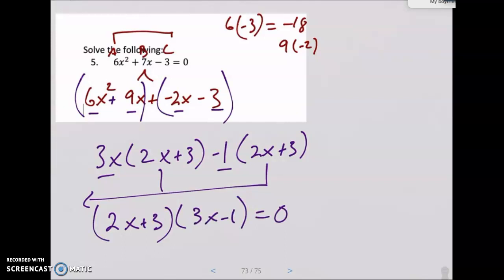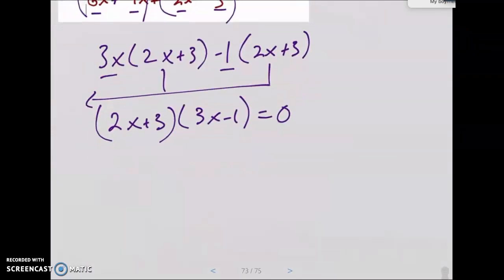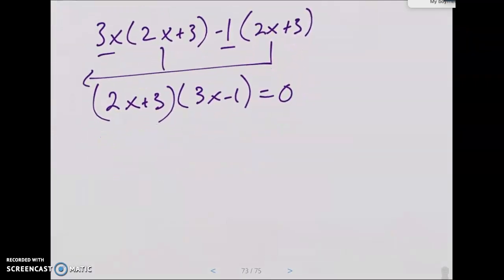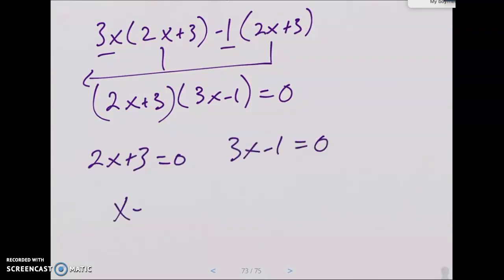If you want to, you could re-FOIL, first, outer, inner, last, to check it, but I know I did it right for sure. So finally, I'm going to set 2x plus 3 equal to 0 and 3x minus 1 equal to 0. So x equals negative 3 halves and x equals positive 1/3.